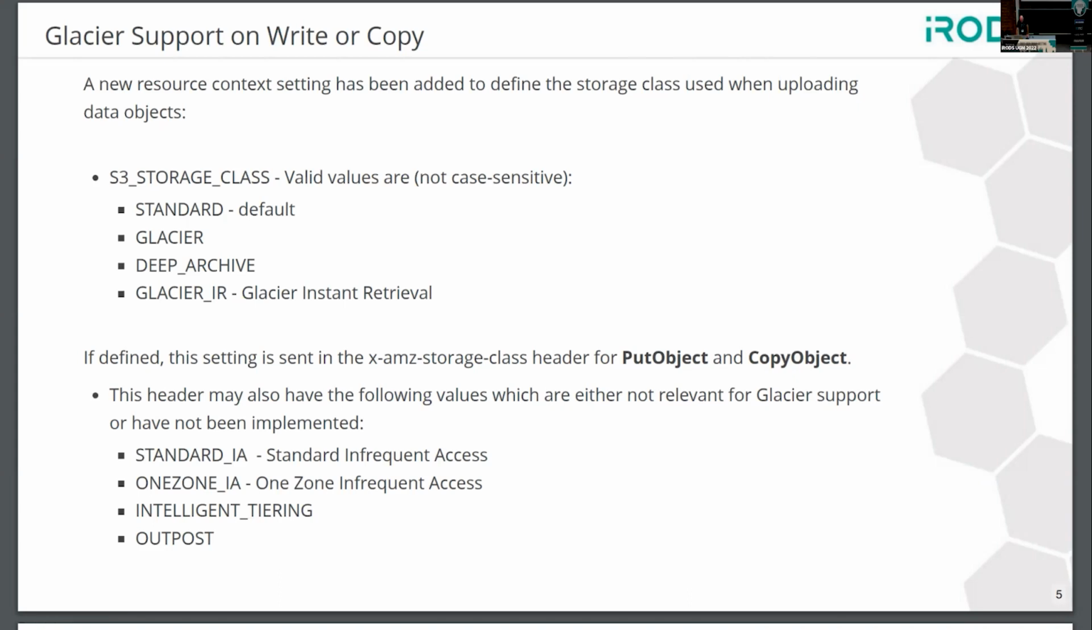Okay, yeah, there are a few values that are defined in the Amazon API that we have not implemented yet. I'm not sure if we will implement them, but we may. One is standard infrequent access, one zone infrequent access, intelligent tiering, and outpost.